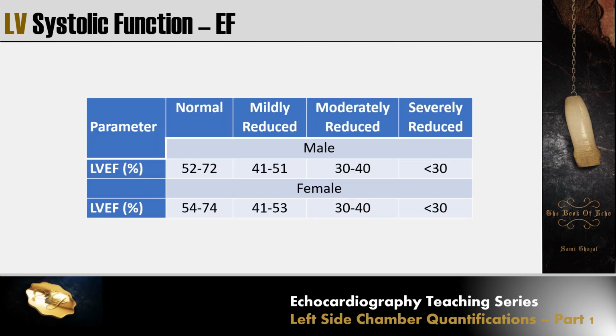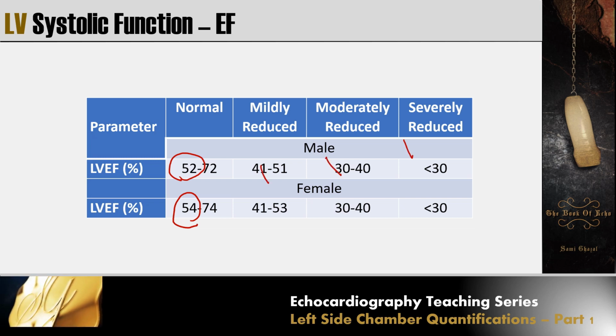And again, we have normal values, different for males and females. For a male, the minimum is 52. For a female, it is 54. And then you have mild, moderate, and severely reduced.